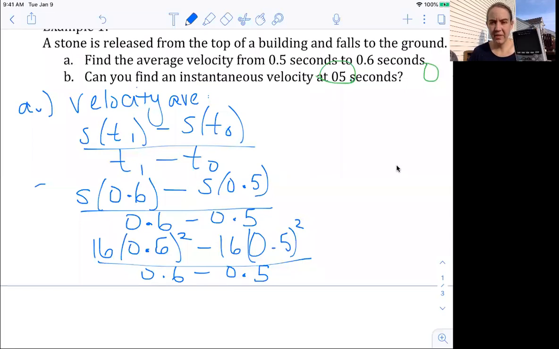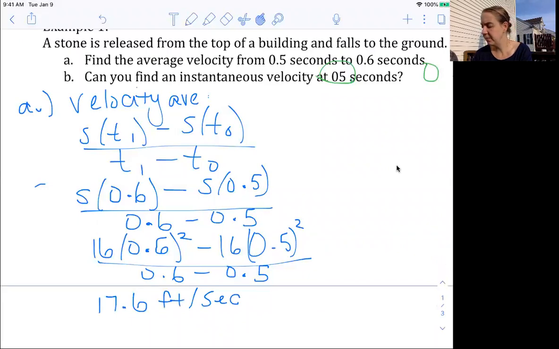So when I put all these in my calculator in little steps, I wind up with 17.6. So 17.6 what? Well, we measure the top in feet. We measure the bottom in seconds. So 17.6 feet per second is my average velocity between 5/10 and 6/10 of a second. Well, that's great. That's a pretty small interval. However, it still doesn't tell me exactly how fast I'm going at 0.5 seconds. And that's what part B is all about.